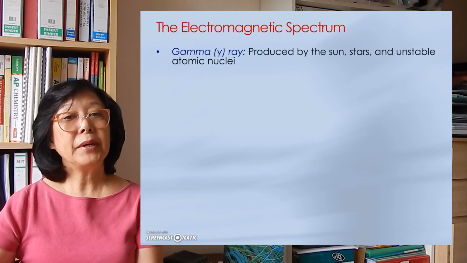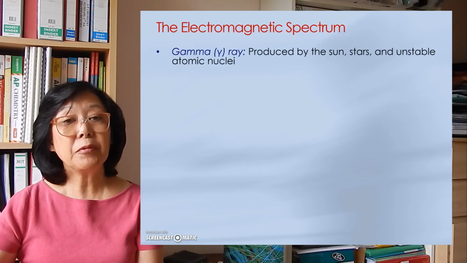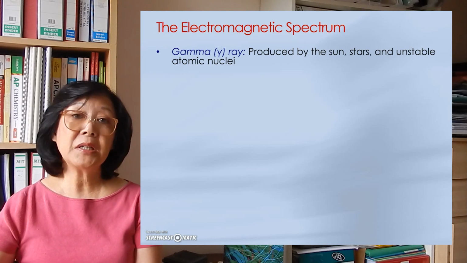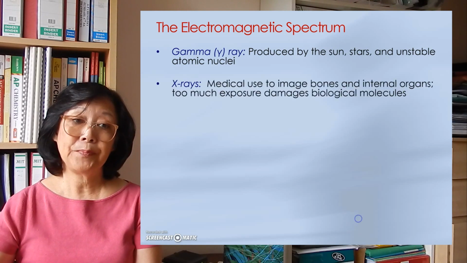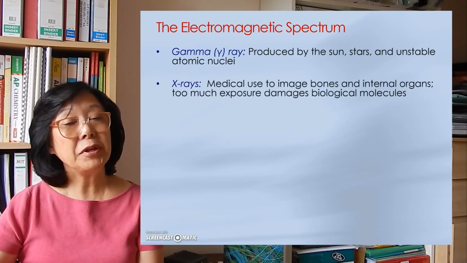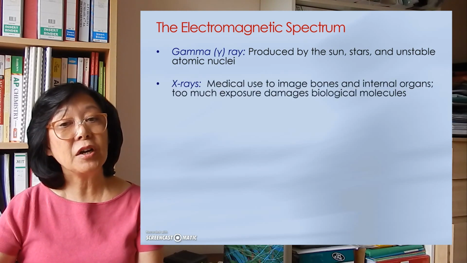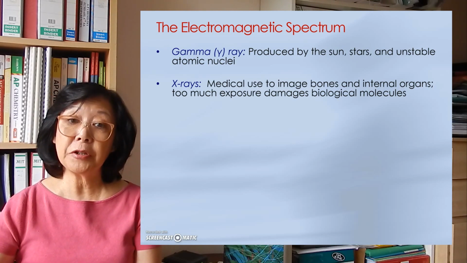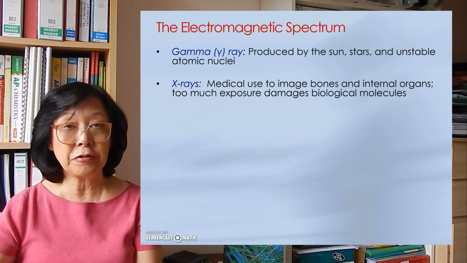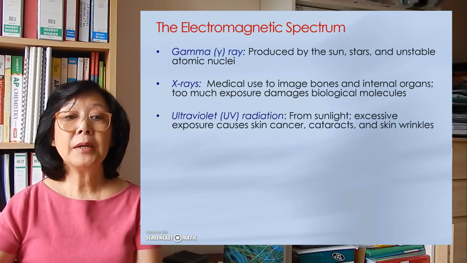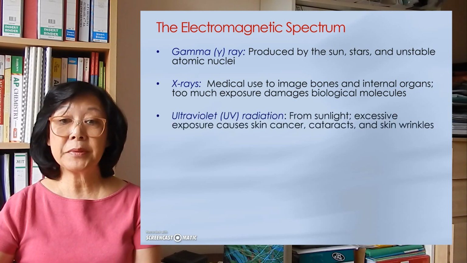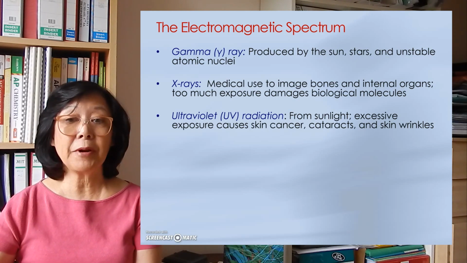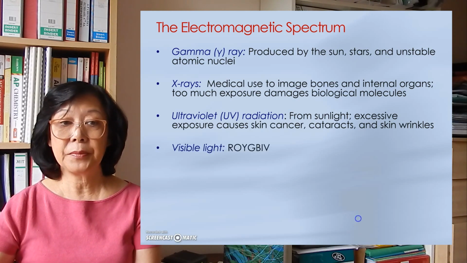In the electromagnetic spectrum, the gamma ray is actually produced by the sun or stars or any unstable atomic nuclei. The X-rays are what we use in medical imaging of bones and internal organs, and if we have too much exposure, it could be damaging our biological molecules. Ultraviolet radiation comes from the sun. Excessive exposure will cause skin cancer, cataract, and skin wrinkles.